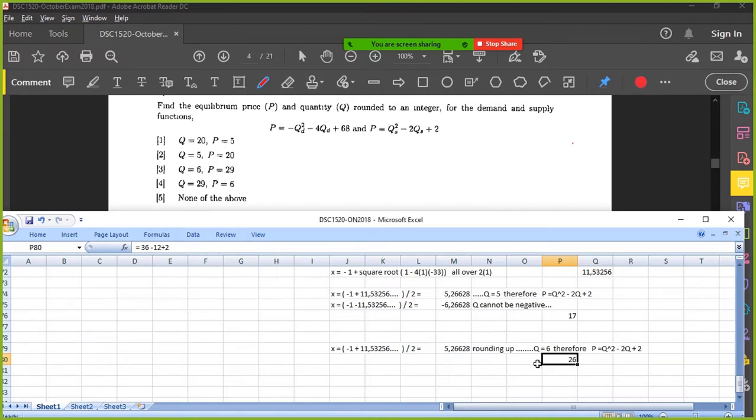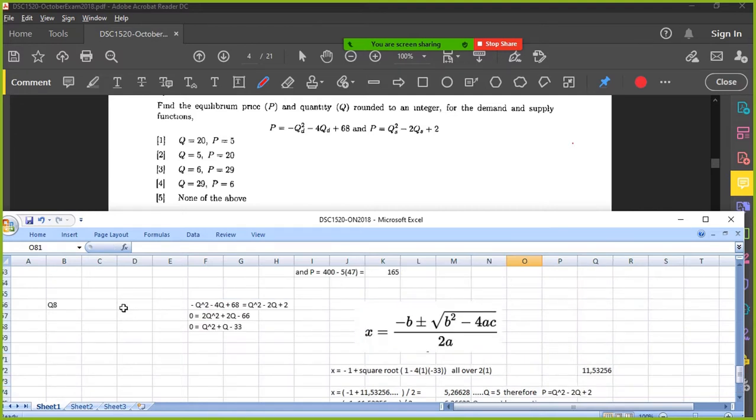So for this one, whether you round up or down, you either get Q as 5 and P as 17, or you get Q as 6 and P as 26. All right, so in this case I would have to choose option 5. Does it make sense?